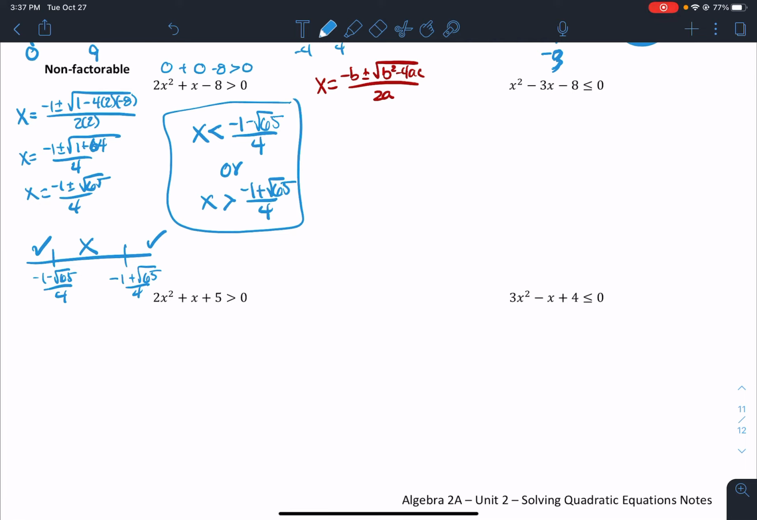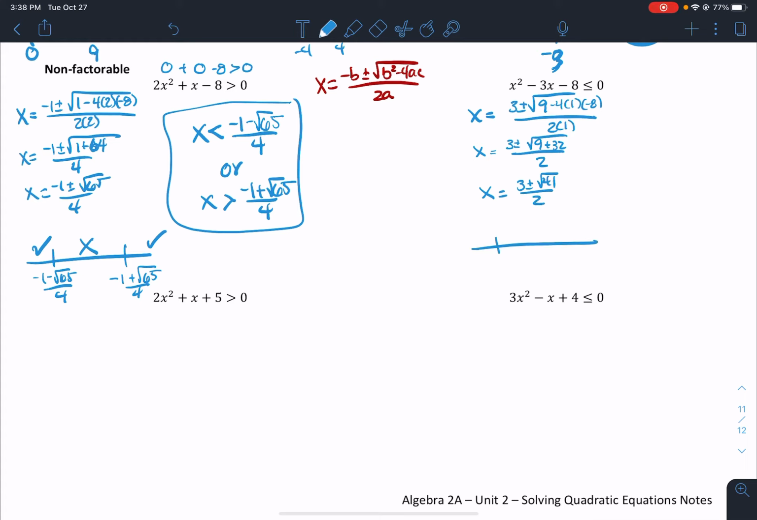Let's try that again. So x would equal positive 3 plus or minus the square root of 9 minus 4 times 1 times negative 8, all over 2 times 1. So x would equal 3 plus or minus the square root of 9 plus 32, over 2. So x would equal 3 plus or minus the square root of 41 over 2. So 3 minus root 41 over 2 and 3 plus root 41 over 2. 0 is in between there because the square root of 41 is bigger than 3.